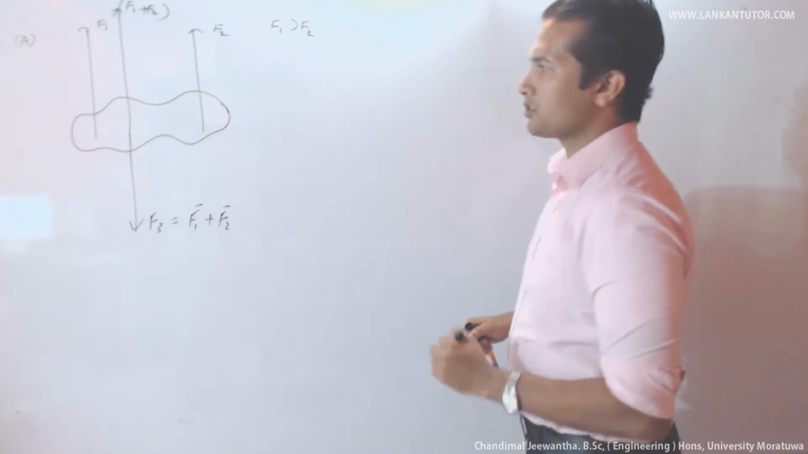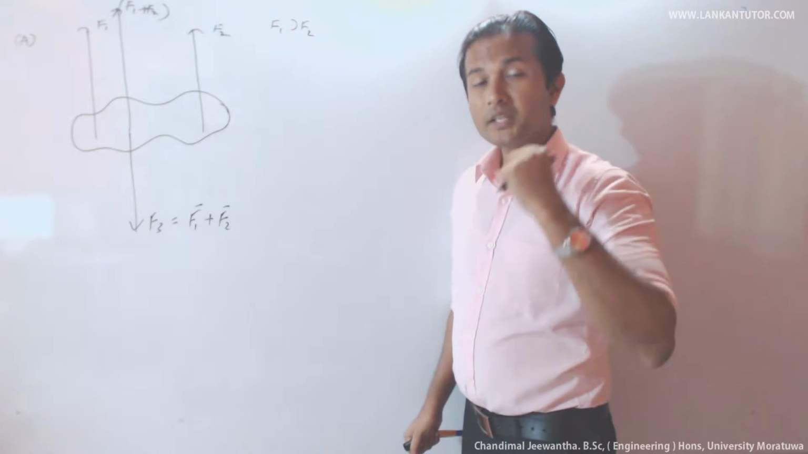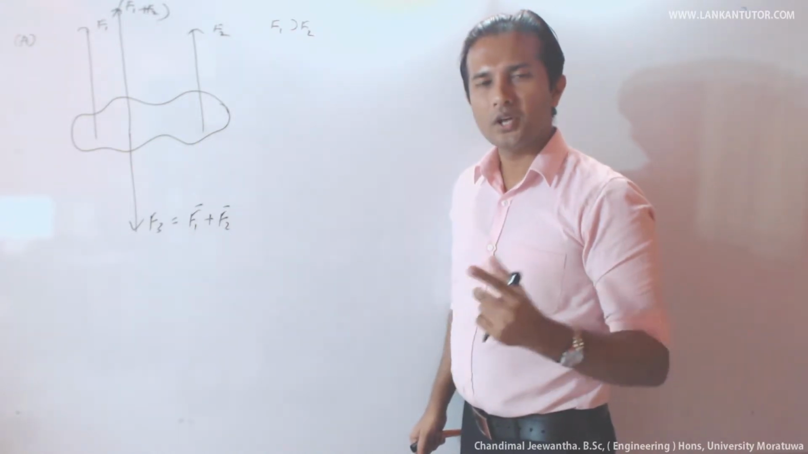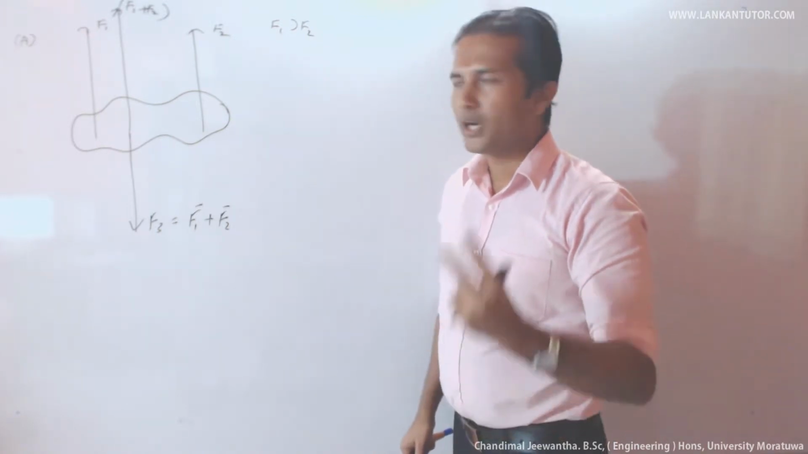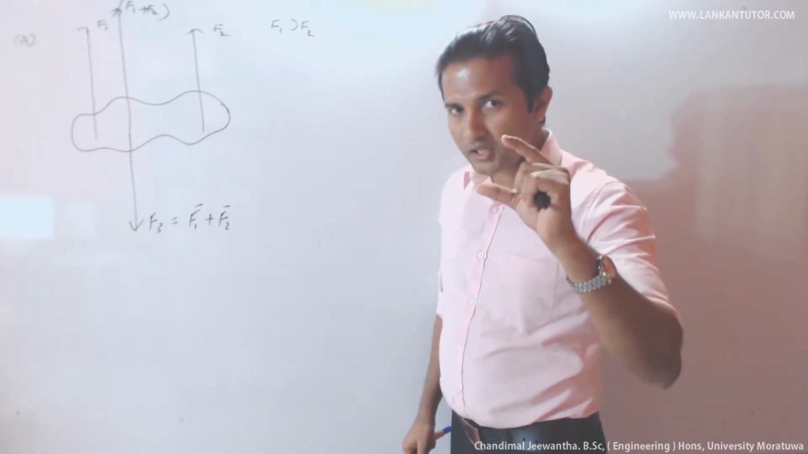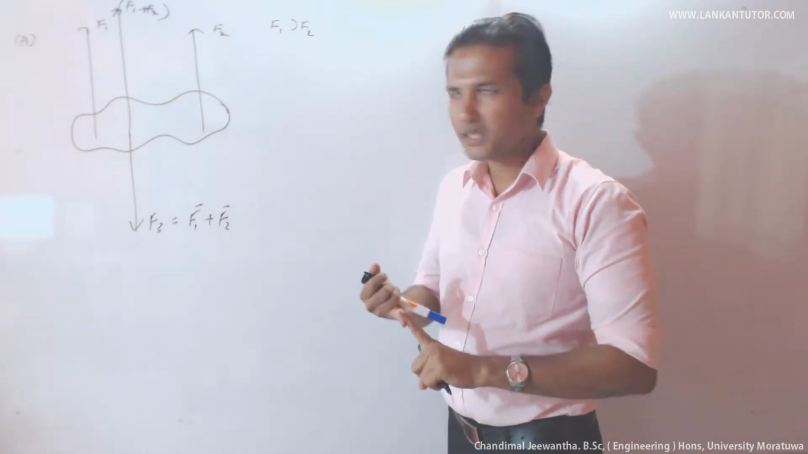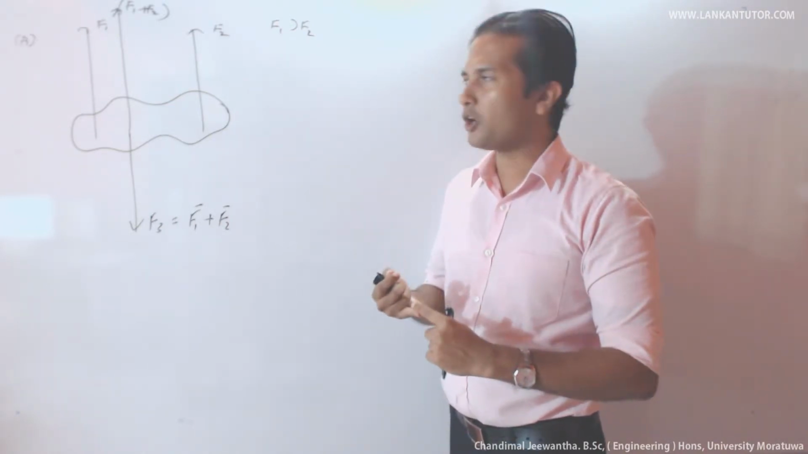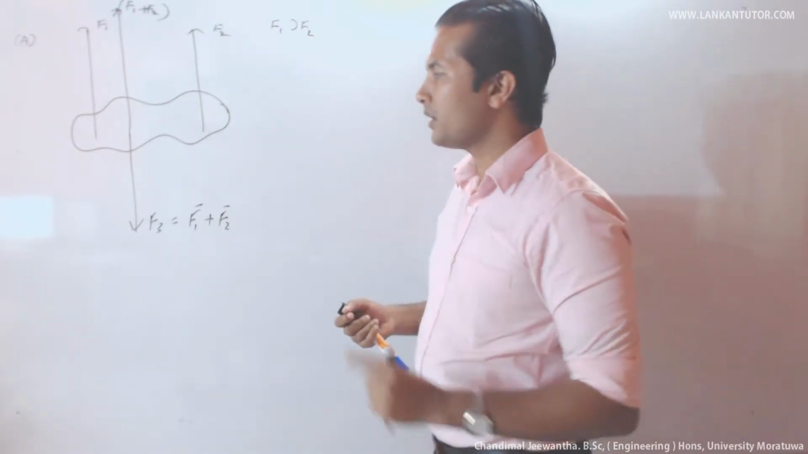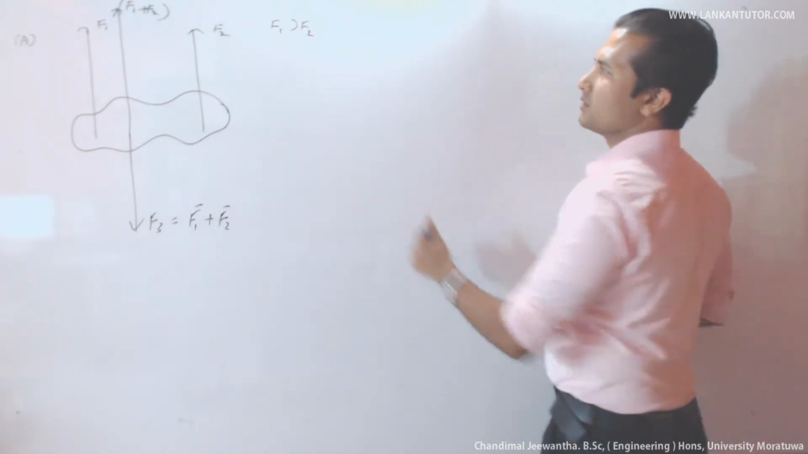Okay? Right, so our conclusion is, in order to get equilibrium under three coplanar forces, when they are parallel to each other, one force should be equal to the resultant of any two other forces. The direction should be opposite, and same line of action, and the magnitude should be the same as the resultant of any two forces.